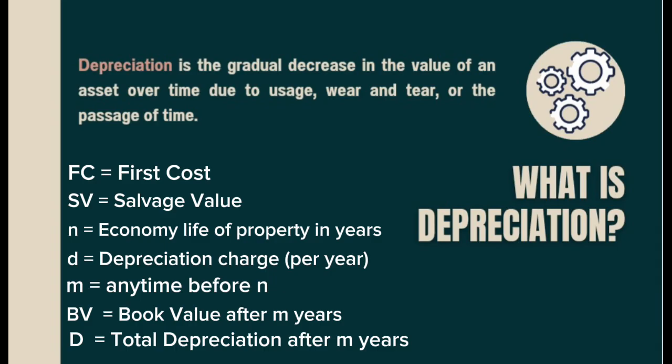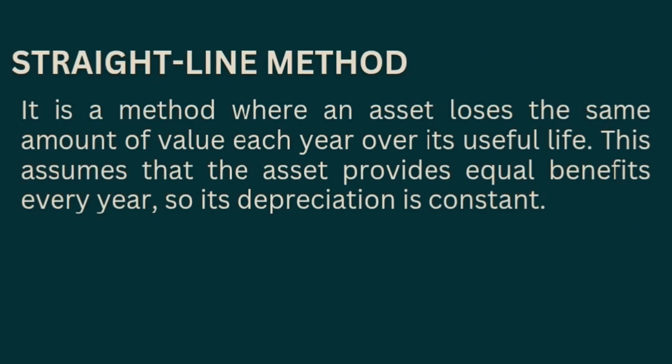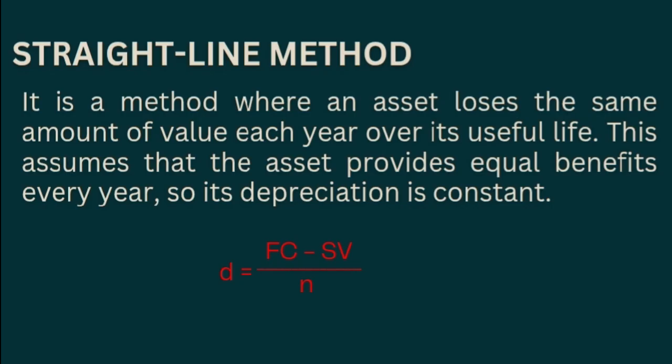Actually, we have different depreciation methods, but let us focus on the straight line method. It is a method where an asset loses the same amount of value each year over its useful life. This assumes that the asset provides equal benefits every year, so its depreciation is constant. Here we have the formula: D is equal to the first cost minus the salvage value over N, or the depreciation charge per year.